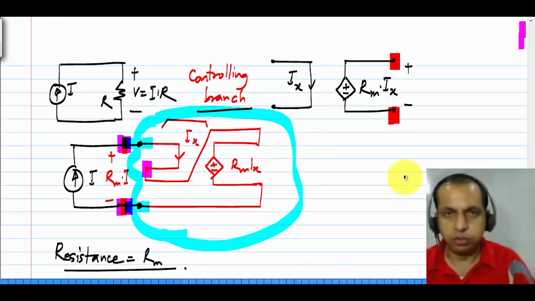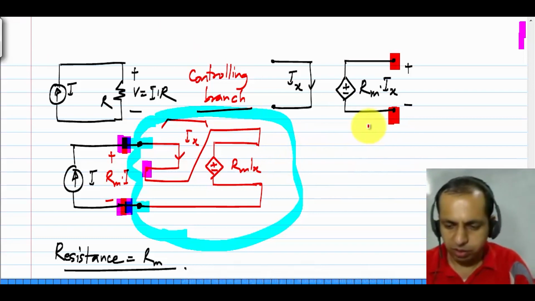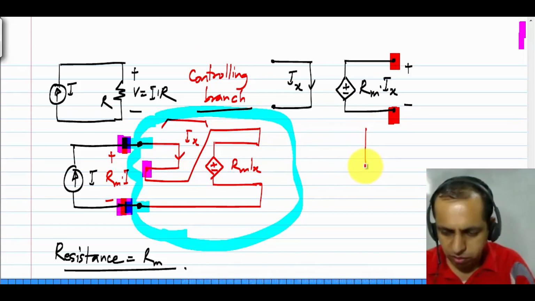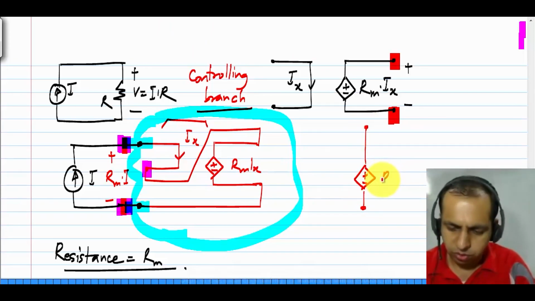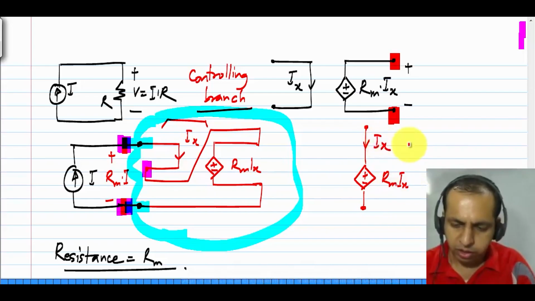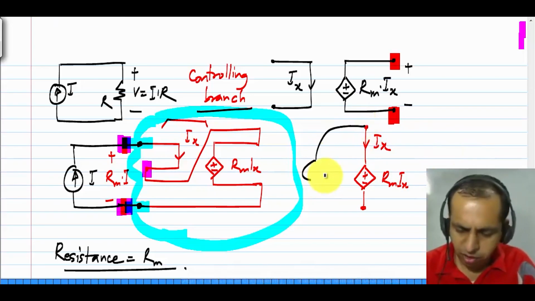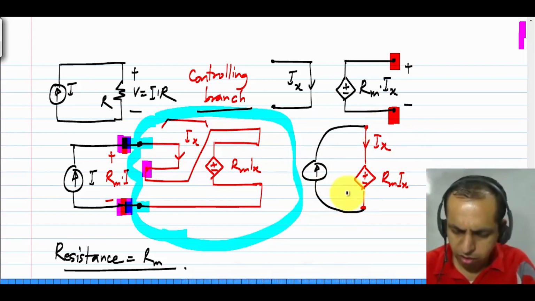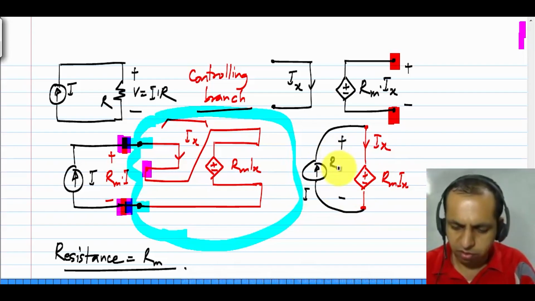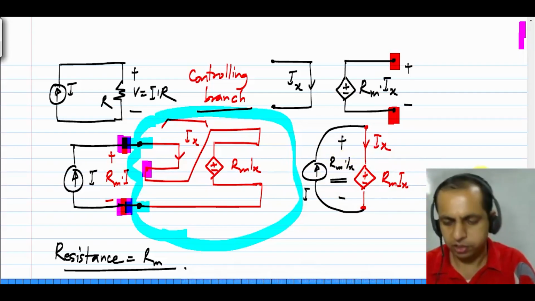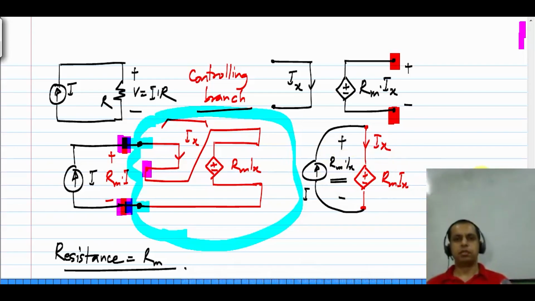Now, this schematic looks very complicated. The way I would normally draw it is simply show a controlled voltage source whose value is Rm times Ix, and I label Ix here. So, obviously, if I drive this with a current I across this, I will have Rm times Ix. Okay.